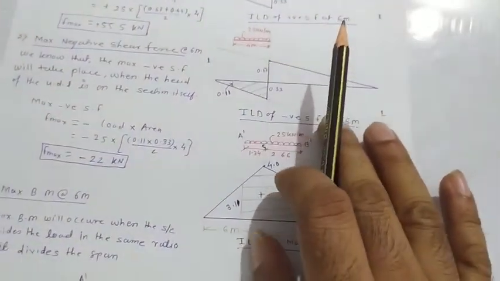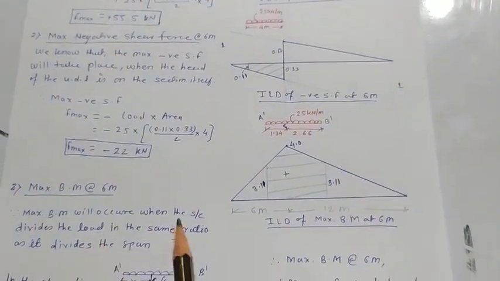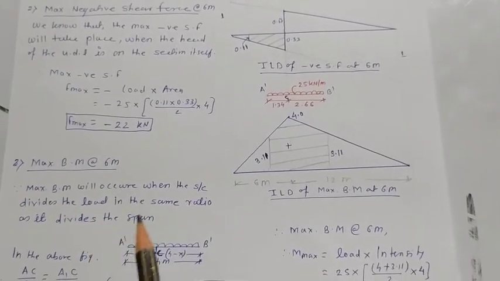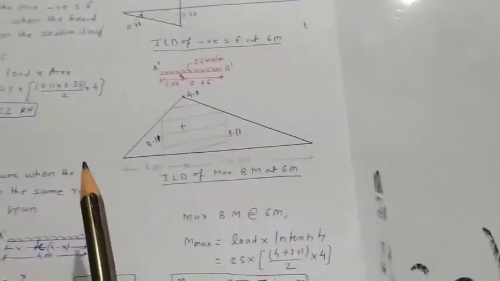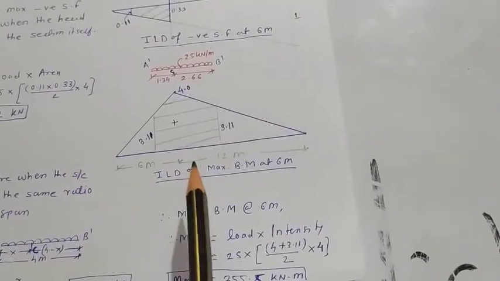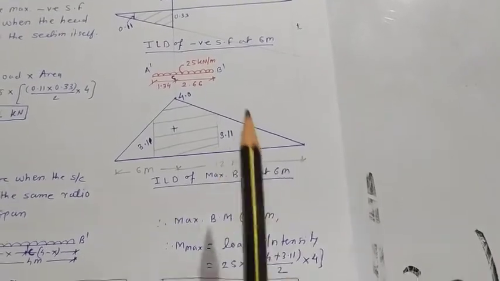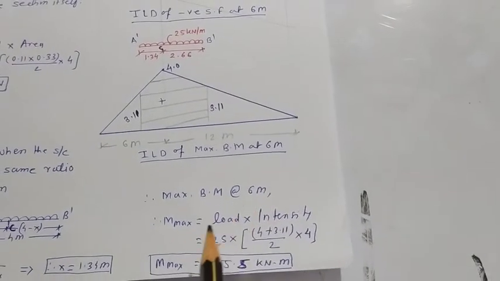Why the same? Because we place the UDL in proportion, we divide the span in the same ratio as it divides the span. Okay. So this one is the 6, this one is the 12. So this one is the ILD of maximum bending moment at 6 meter. Okay. So calculate the maximum bending moment at 6 meter.